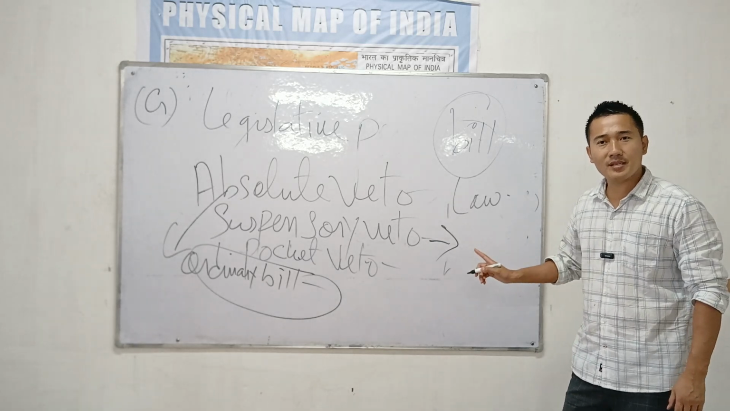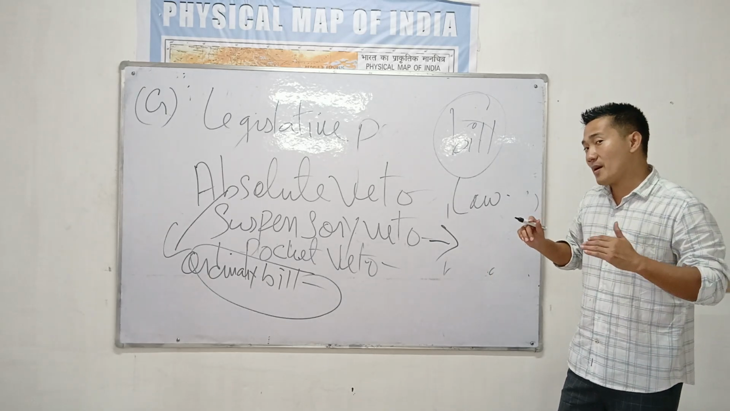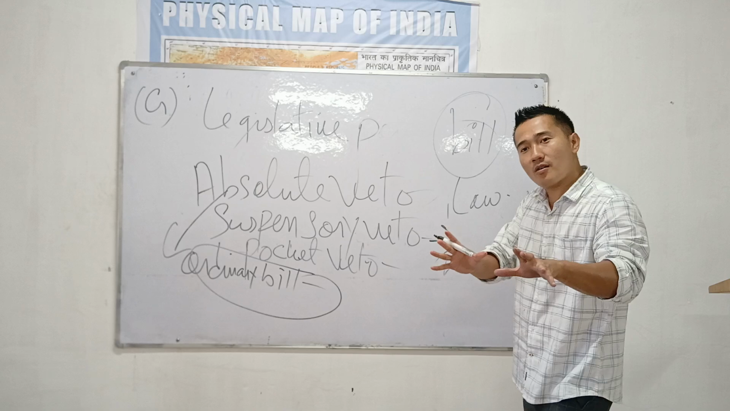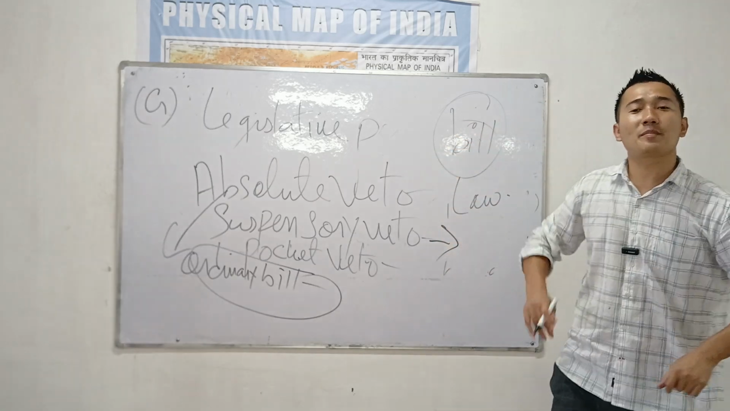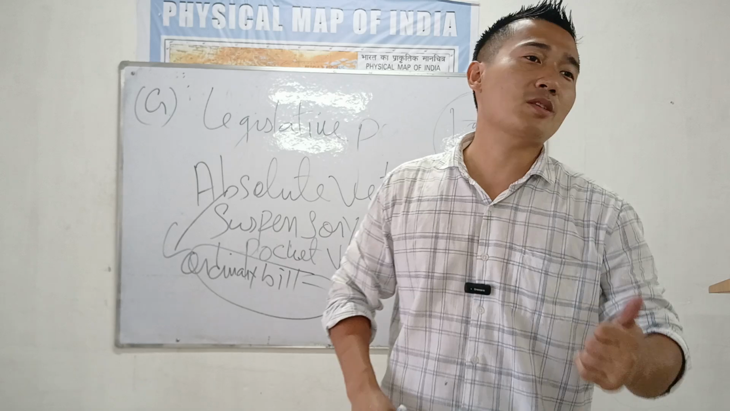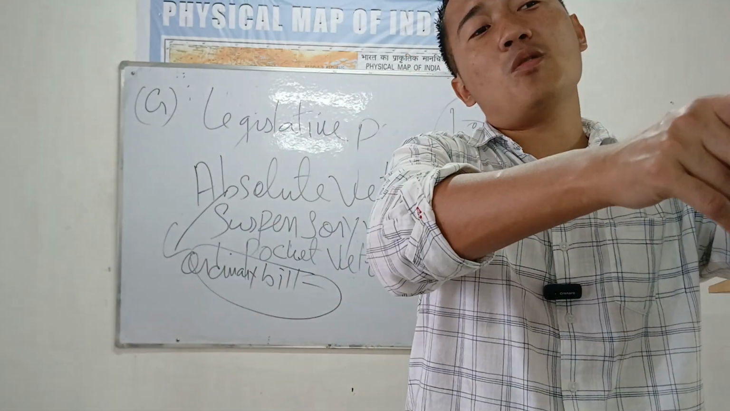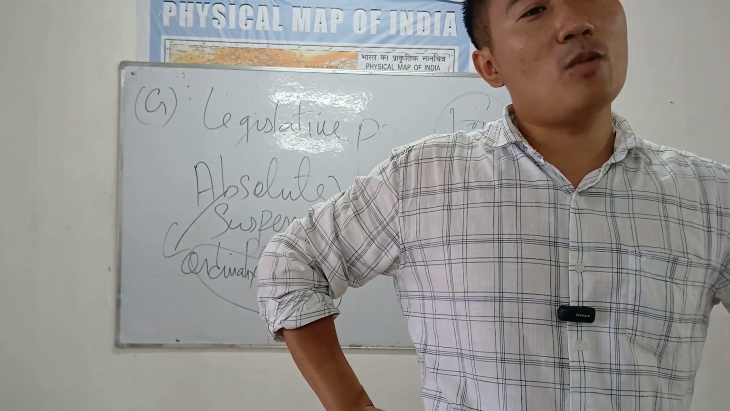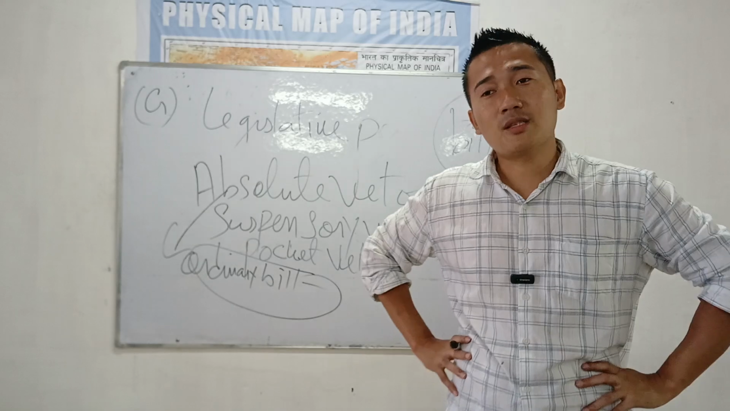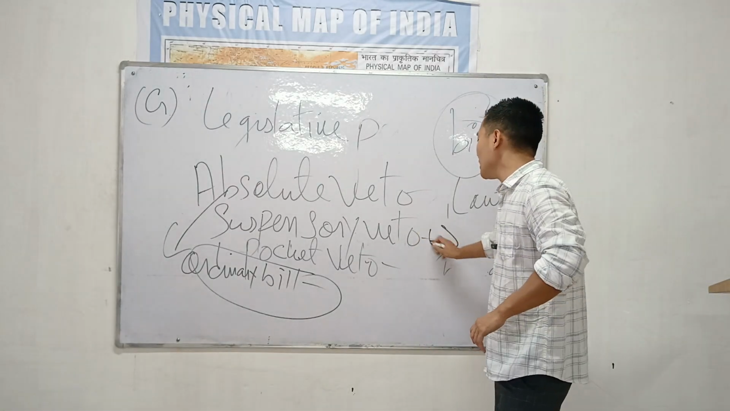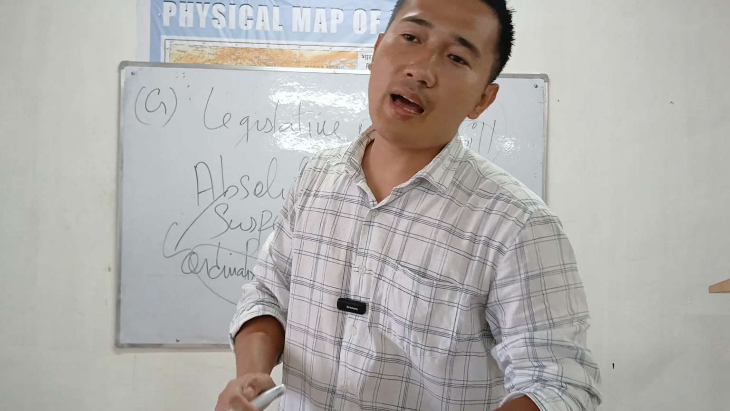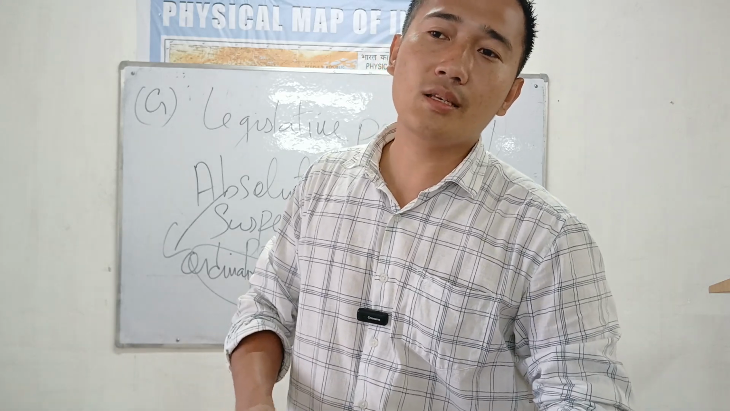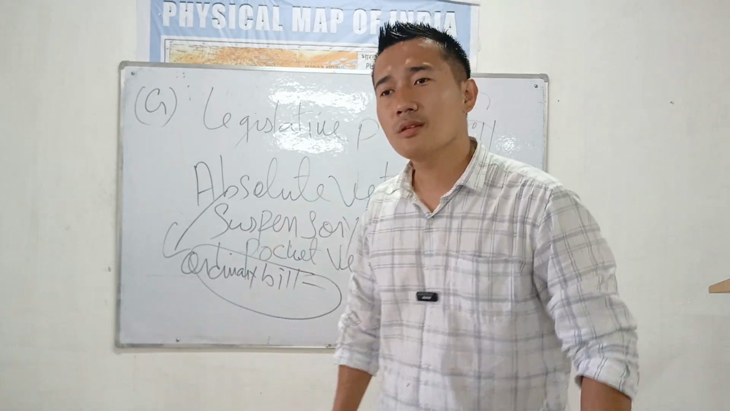Suspensory veto means Lok Sabha and Rajya Sabha give the bill to the President for signature, but the President says no, repass the bill once more. That is known as suspensory veto. Repass the bill once more so that I will sign. Returning the bill to the Parliament for a second time to pass it is known as suspensory veto.